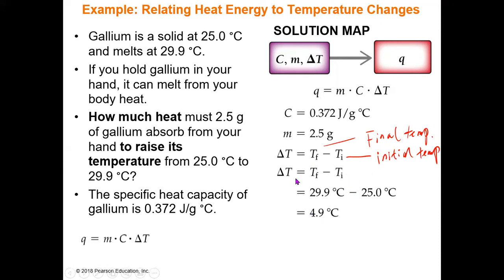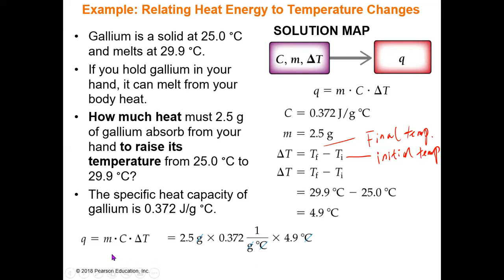In this example, we get a positive delta T. So our Q will also be positive, which means it is an endothermic process. It absorbs heat from your hand.